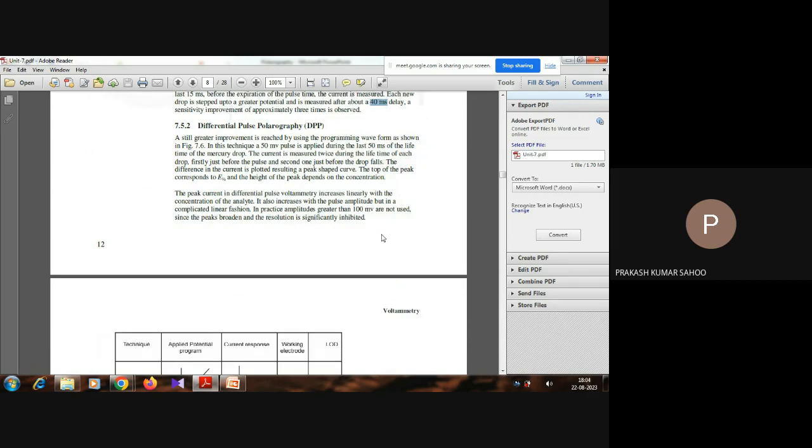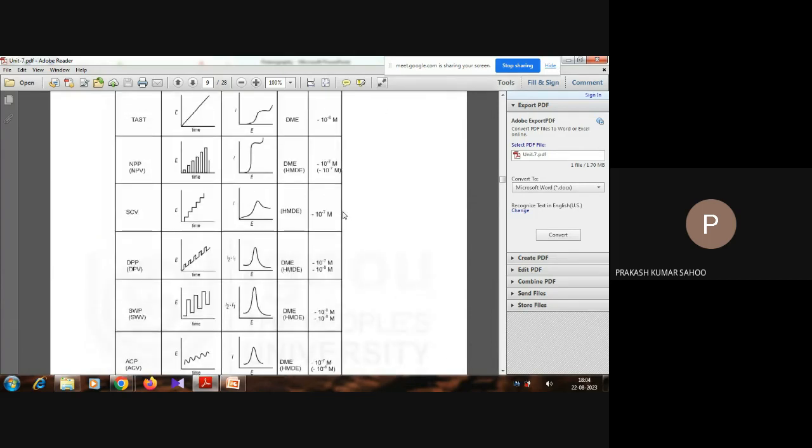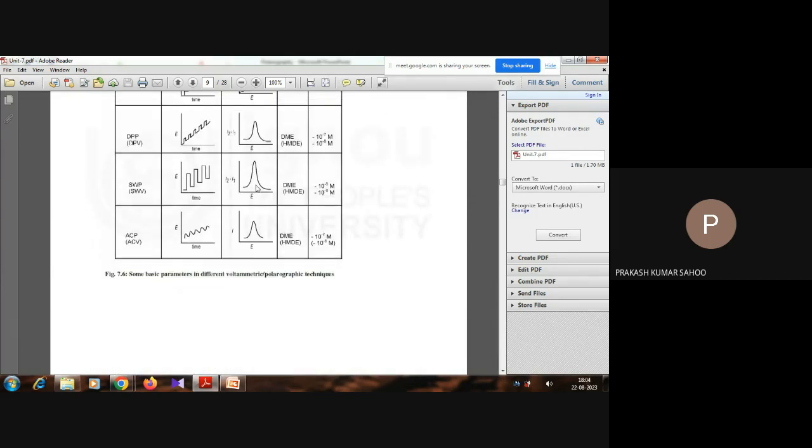And in differential pulse polarography, a still greater improvement is reached by using a programming wave. This is just a computerized thing. There is a programming wave as shown in 7.6. So these are all computerized.